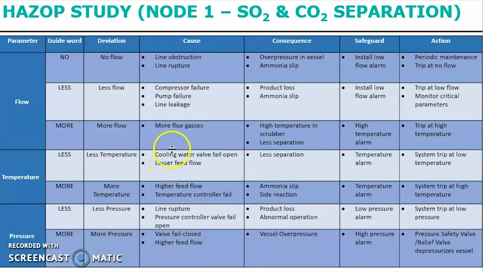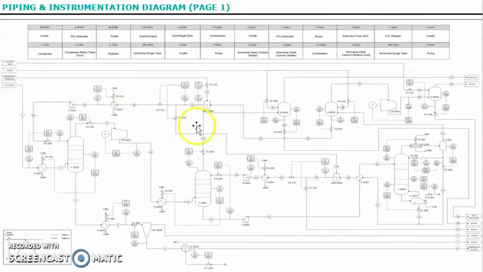So next, the result study for Node 1. We choose Node 1 for this presentation, which includes SO2 and CO2 separation. If we look back at the PNID, SO2 and CO2 separation, Node 1, means that everything that goes into the vessel and out of the vessel for the CO2 absorber and SO2 absorber, here and here, is considered Node 1.